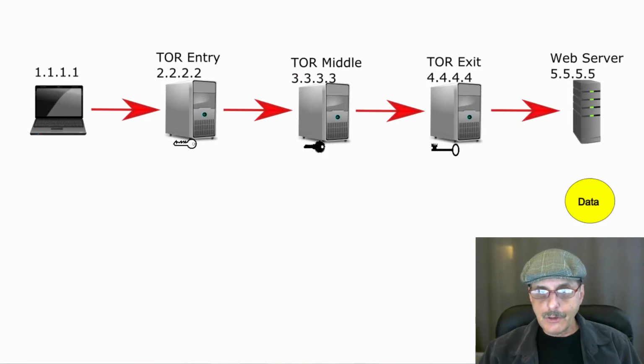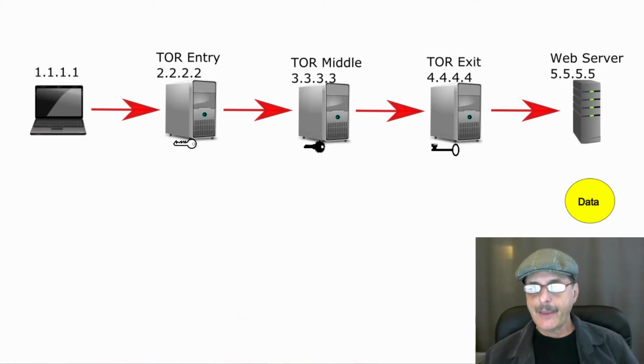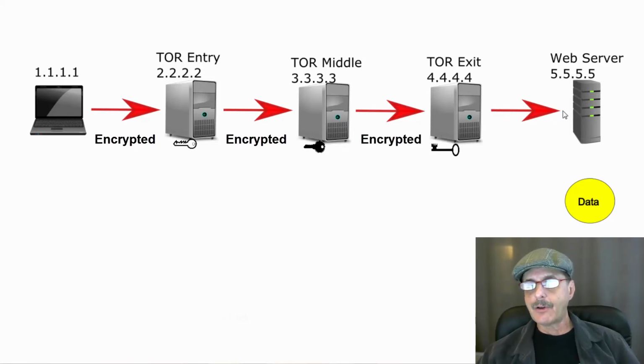Okay, here we see that the final layer has been peeled off the onion, and the data has been sent over to the server. So what we learned is that from my computer to the entry node, from the entry node to the middle node, and from the middle node to the exit node, it's all encrypted. However, this last hop, that data was not encrypted.